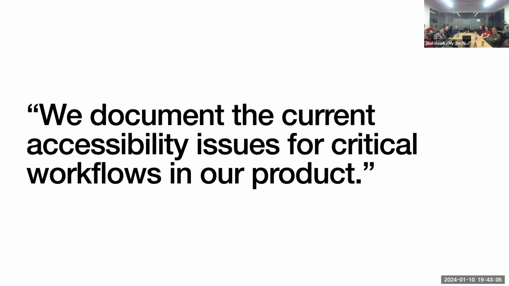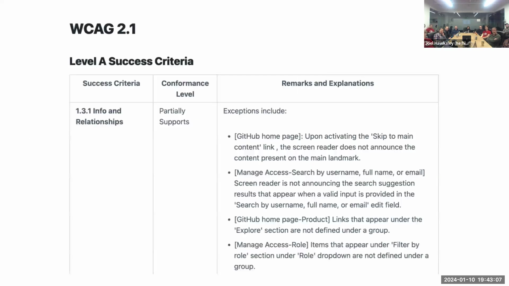They're on accessibility.github.com. And here's an example of one. This is WCAG 2.1, info and relationships. We can say that on the GitHub homepage, when you tap skip to main, the screen reader does not announce the content. So that's an accessibility bug.